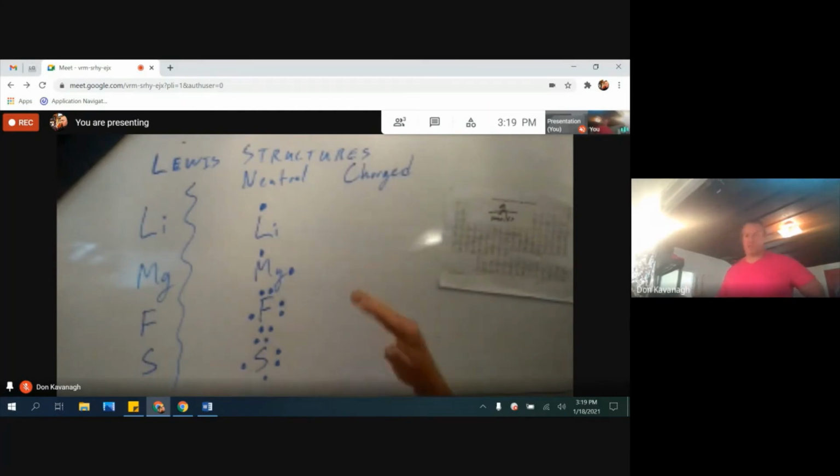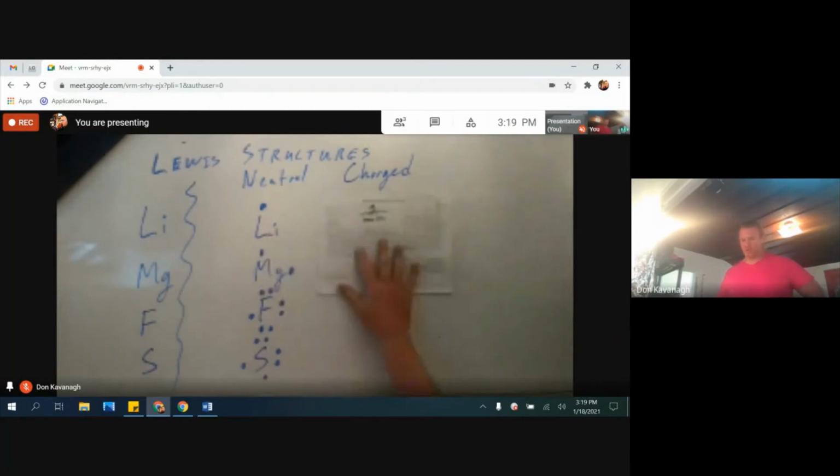Atoms are going to gain or lose electrons until they hit some of their magic numbers. Now, the magic number is a full set of electrons, either 2 or 8, depending on the row that it's in. And it's always going to take the path of least resistance.